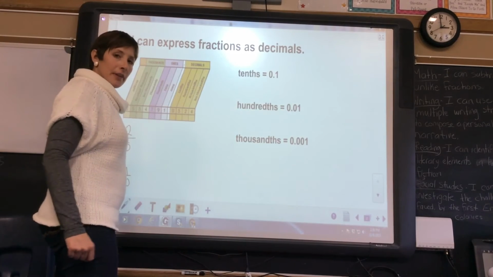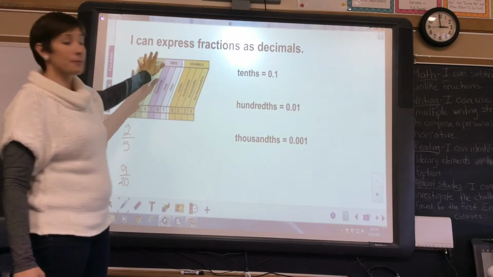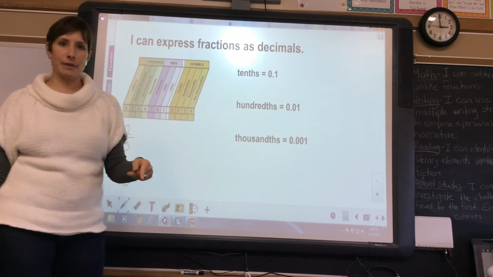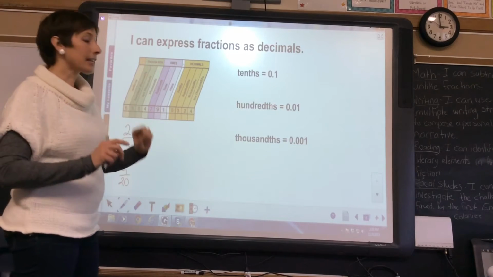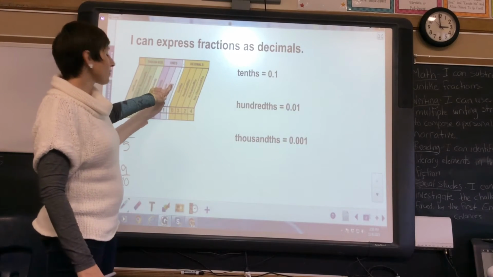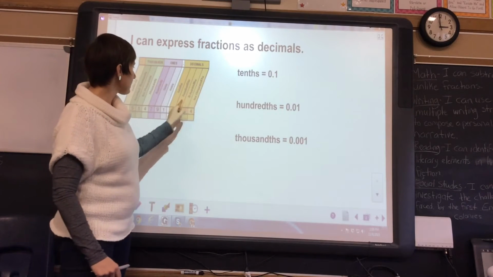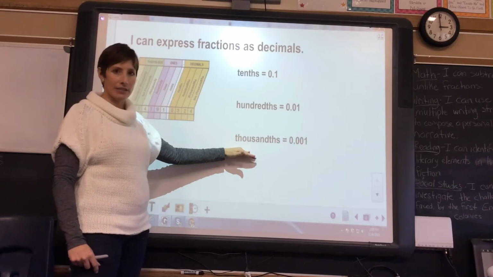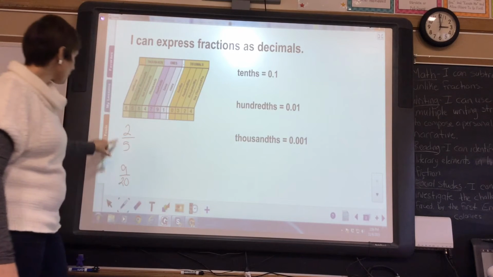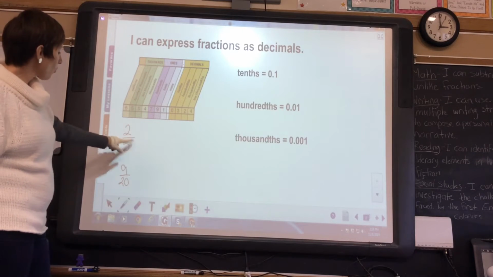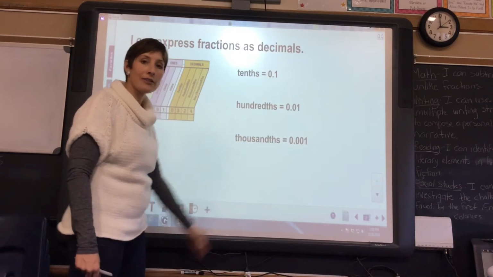Alright guys, continuing with our fractions unit, we're going to go ahead and talk about how to express a fraction as a decimal. Now I want you to think about decimals for a minute and what you already know. If you think of the place value chart, we go from ones, the decimal goes to the right of the ones, we have tenths, hundredths, thousandths. All of those are in base 10. That means whenever we have a fraction, we need to get the denominator into tens, hundreds, or thousands.